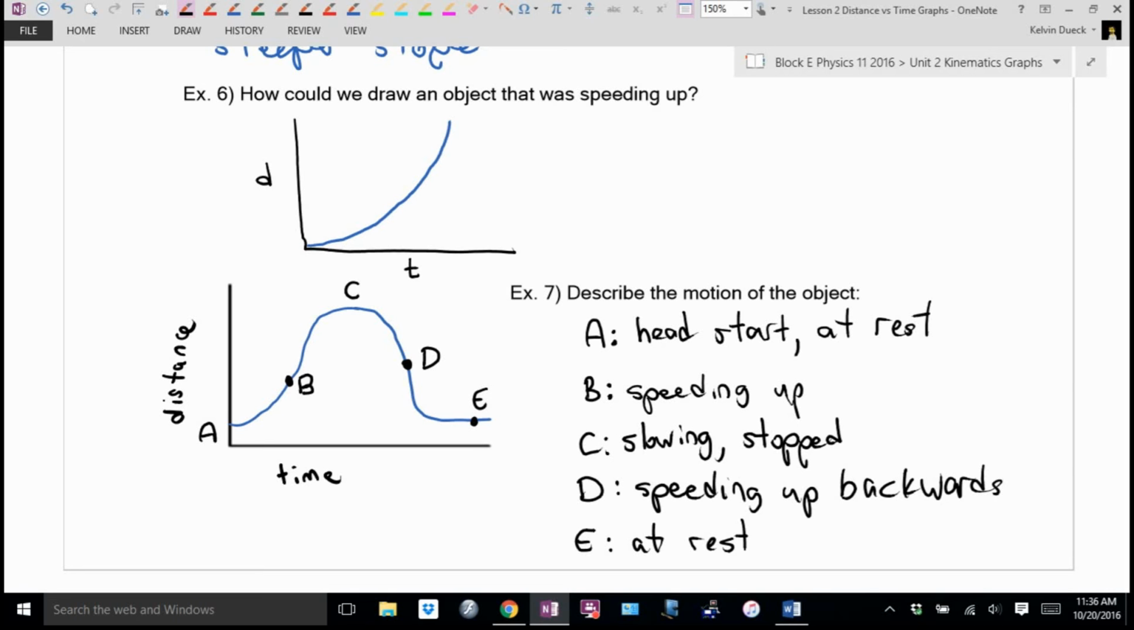What would that be a graph of? If instead of forwards and backwards, we replace forwards with up and backwards with down, and the head start would be the height off the ground. Maybe. A little more complicated than that, but close.